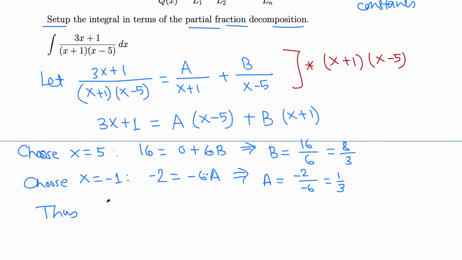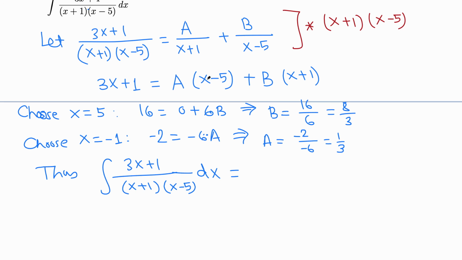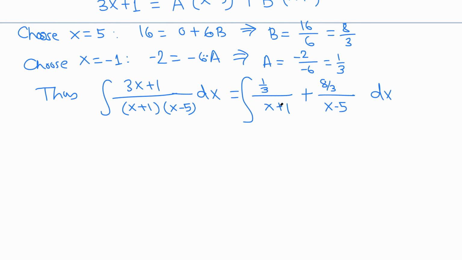So we can write this integral of 3x plus 1 over x plus 1 times x minus 5 as A over x plus 1, where A is 1/3 over x plus 1. Okay, we have the integral sign, plus B is 8/3 over x minus 5 dx. So it was a complex fraction. Now we simplified it as a sum of simpler fractions. Now this is the same as the integral of the first plus the integral of the second, and we can easily integrate.